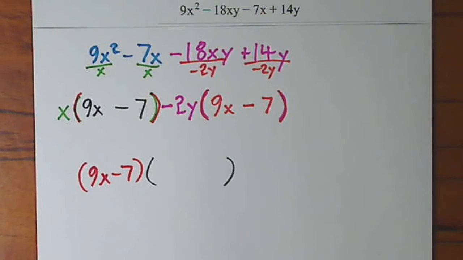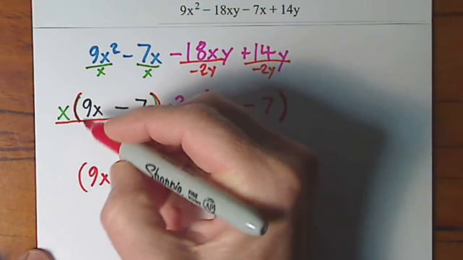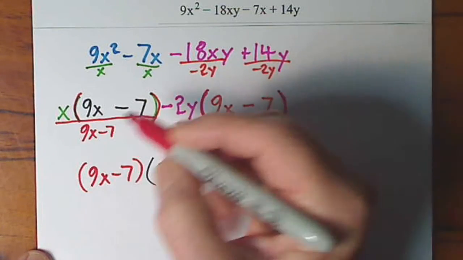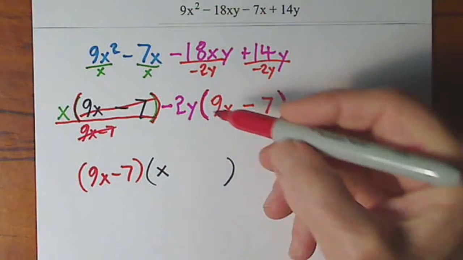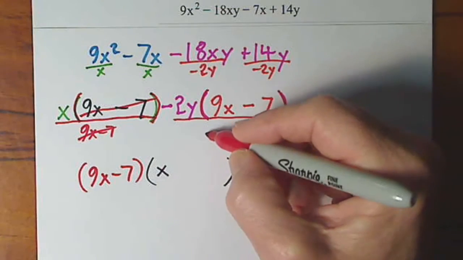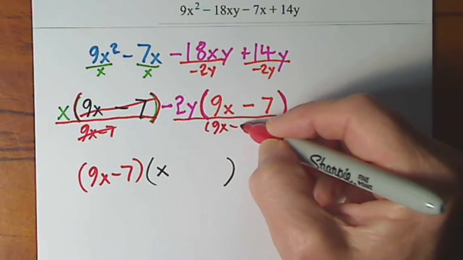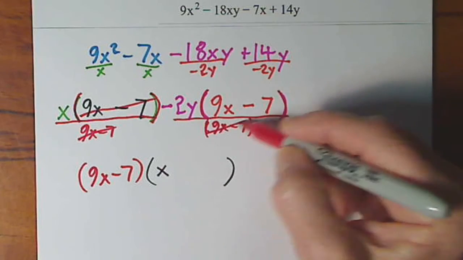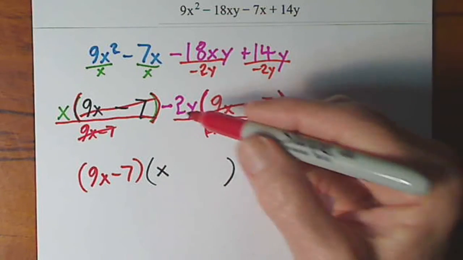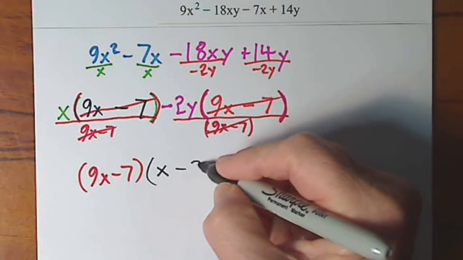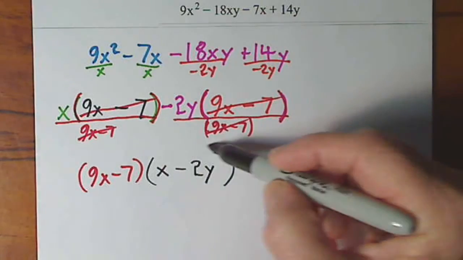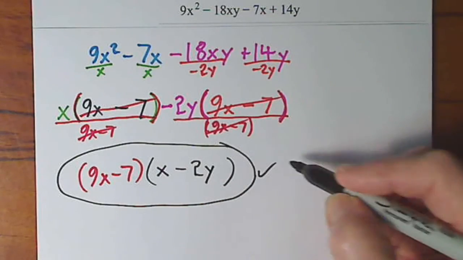When I factor out 9x minus 7 from here, 9x minus 7 goes into 9x minus 7 once. The only thing left is an x. Okay. And over here, when I factor out 9x minus 7, that's another way of saying divide by 9x minus 7. That goes into itself one time, and the only thing left up here is negative 2y. Okay, so this is our answer.